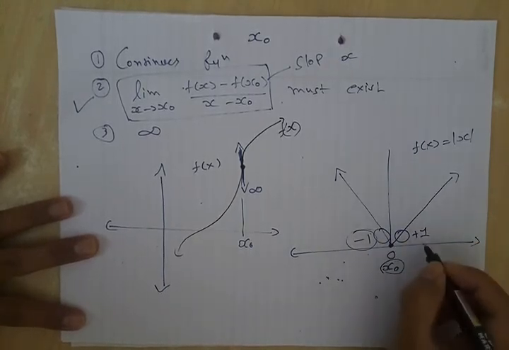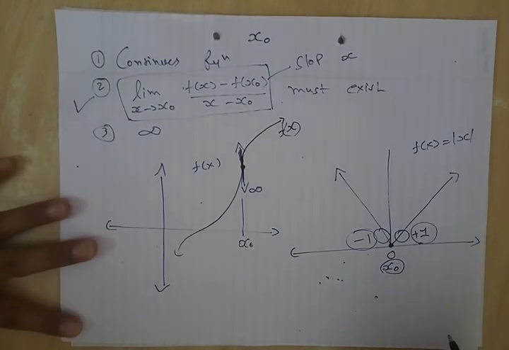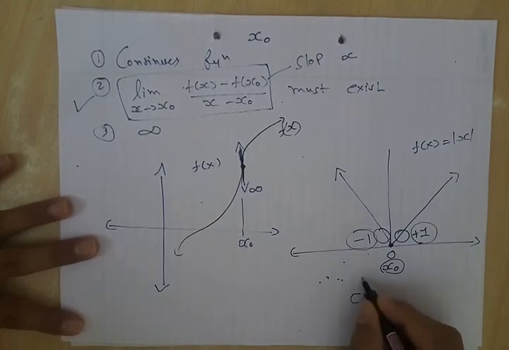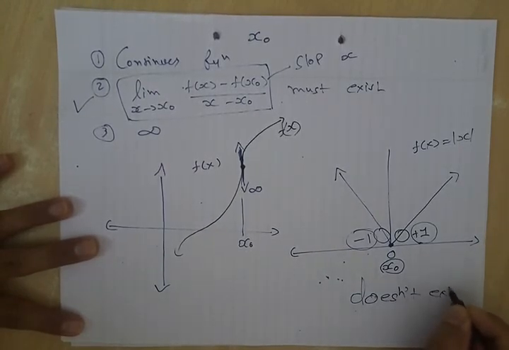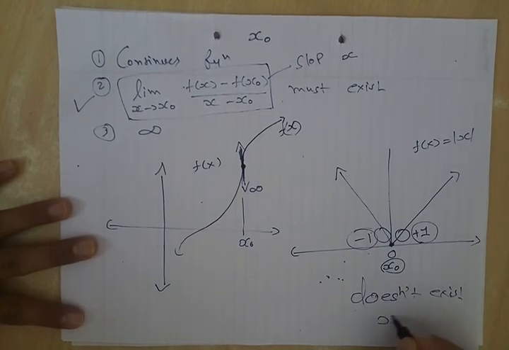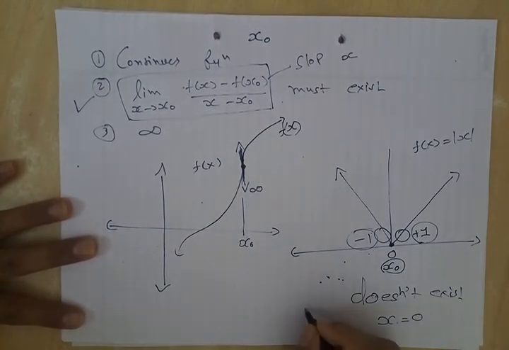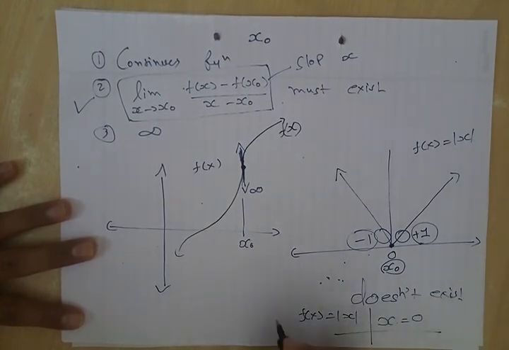So these two slopes are not equal, and hence this limit does not exist, and hence the function is not differentiable at x equal to 0. So f(x) equal to mod x is not differentiable at x equal to 0.